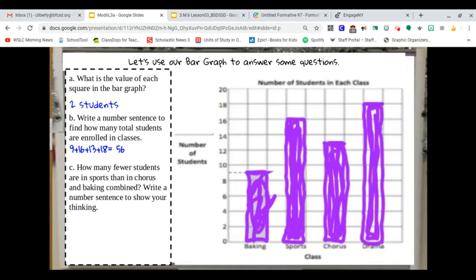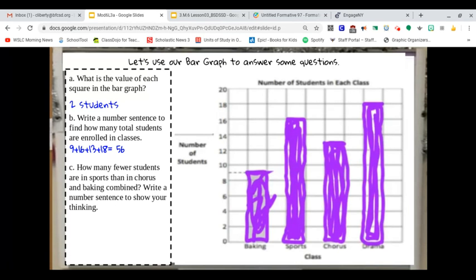How many fewer students are in sports than in chorus and baking combined? Write a number sentence to show your thinking. Okay, first of all, what does that say? How many fewer students are in sports? So fewer means less than, so I'm going to be doing some subtracting, than in chorus and baking combined.